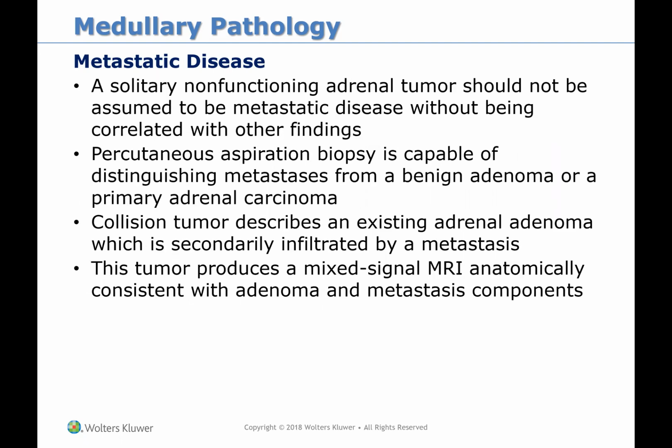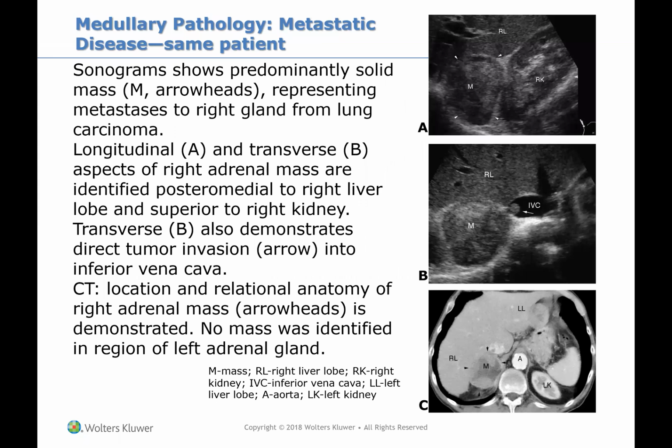Again, our job is to find something abnormal, right? We don't have to know exactly where it came from. It's good to know that if a patient has cancer and then you see a mass there, hint, hint, hint, this is metastatic disease, right? Because adrenal glands are very common to have metastasis. So seeing a mass, you can kind of put two and two together. And look in B, it looks like it's invading the IVC here.